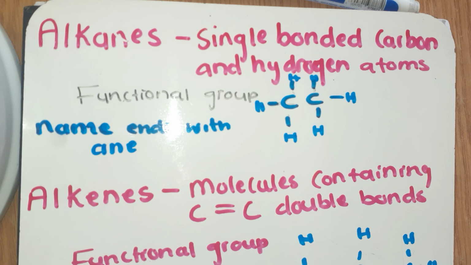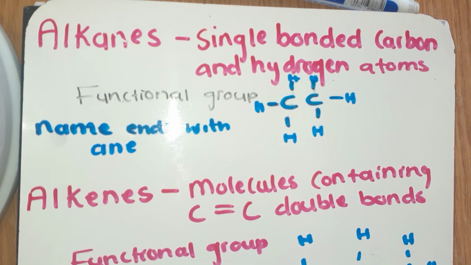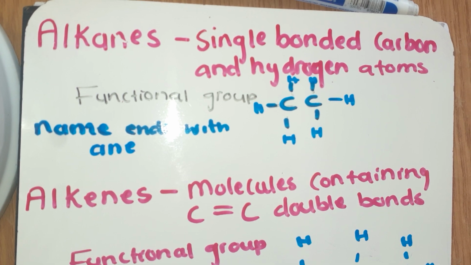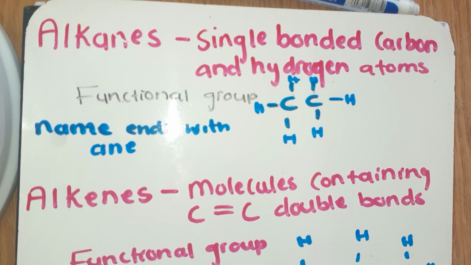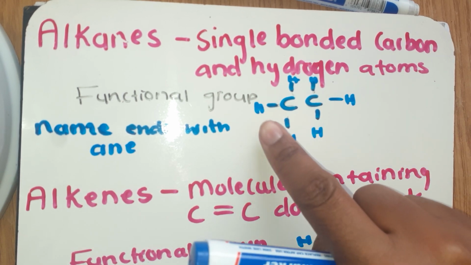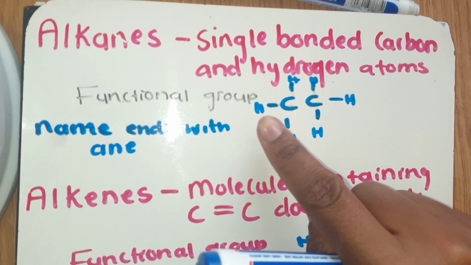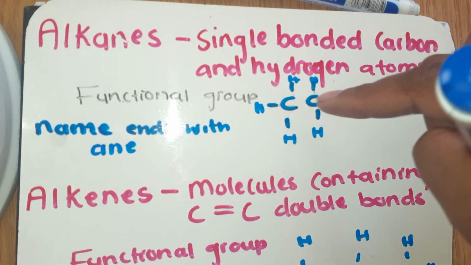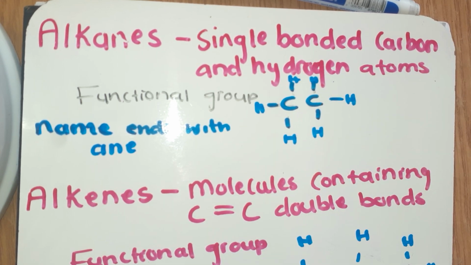So alkanes are single bonded carbons and hydrogen atoms. Now, in order for you to be able to identify a molecule structure, or in order for you to know which one is this one, you need to know the functional group. So for you to identify alkanes, you only have hydrogen and carbon single bonds in the structure.